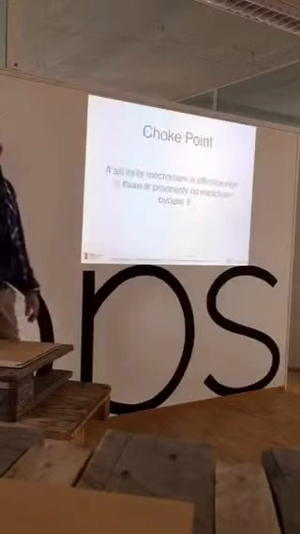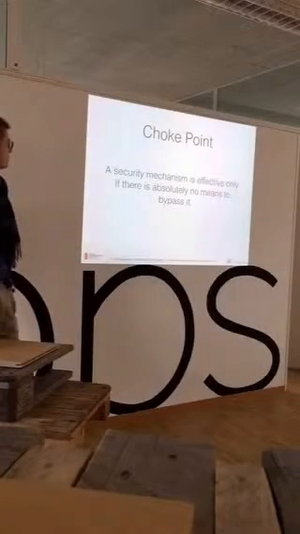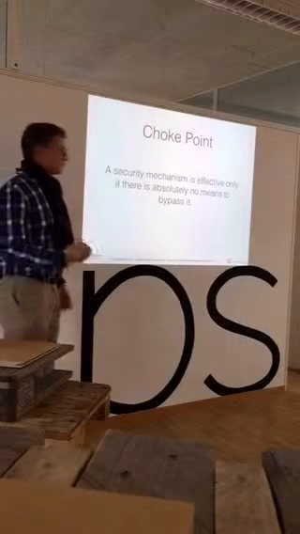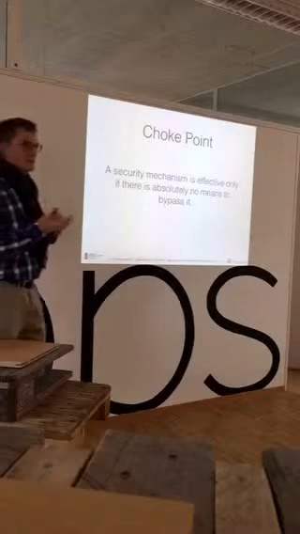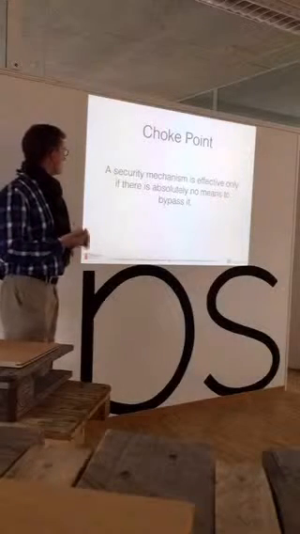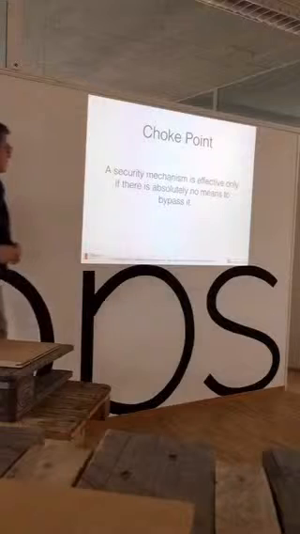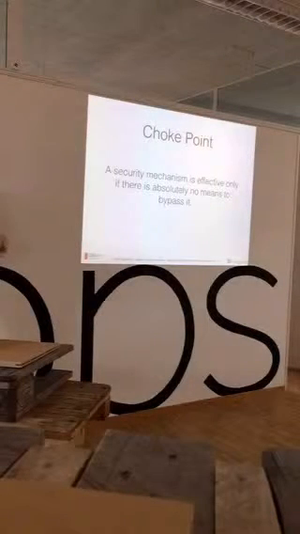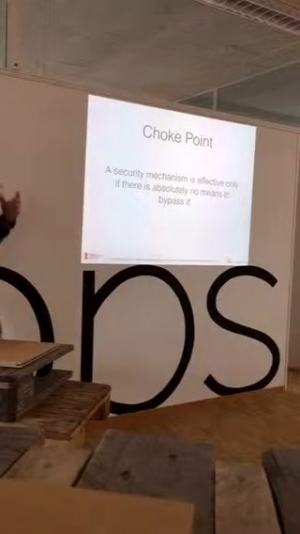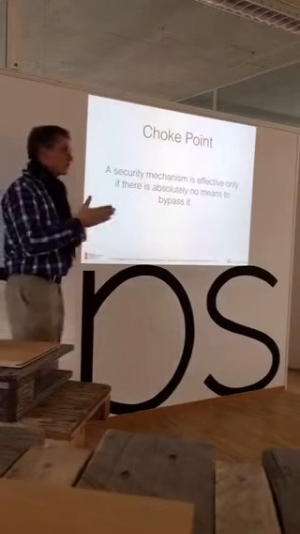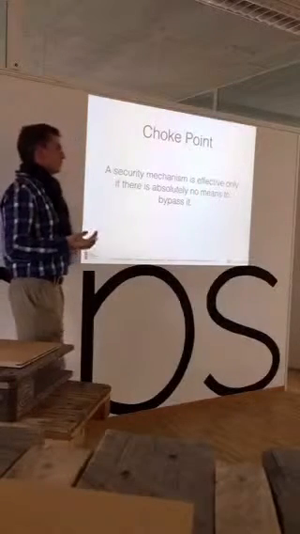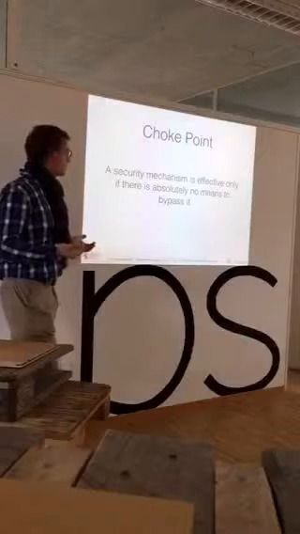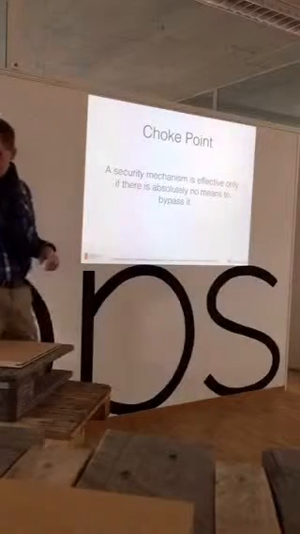That's very, very important. A choke point is really important when you do your threat modeling, and then when you implement your defenses, maybe with the data validation issues. A security mechanism is effective only if there is absolutely no means to bypass it. So here, think about a firewall protecting a network. If you have another entry point into your internal network, then the firewall cannot do its job, and it is useless.